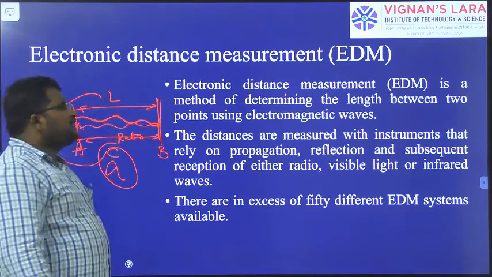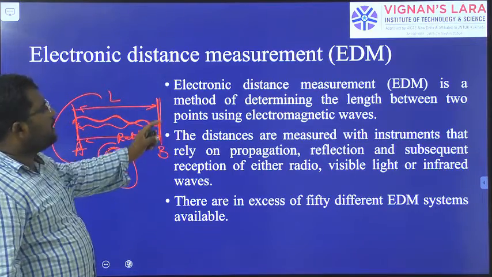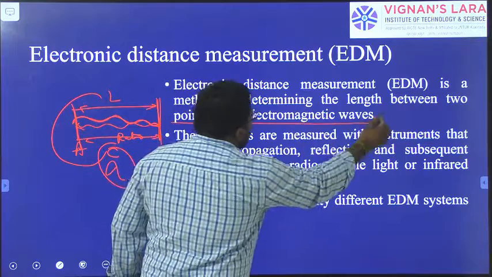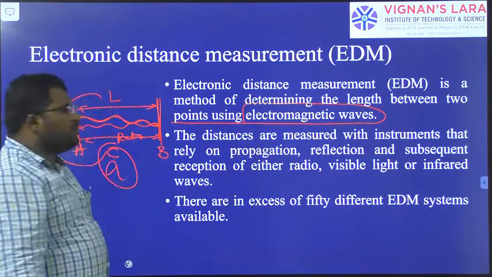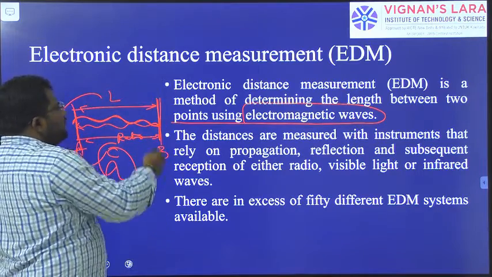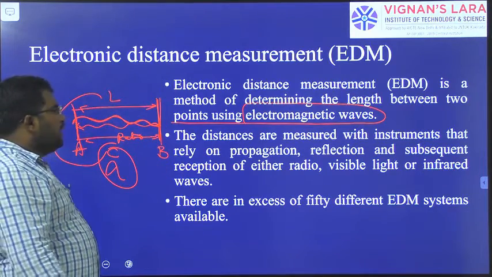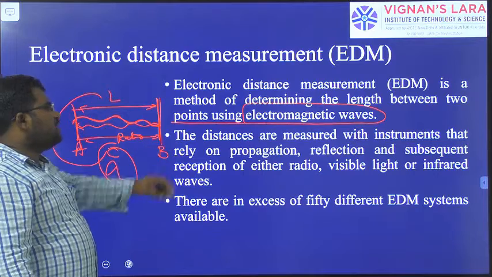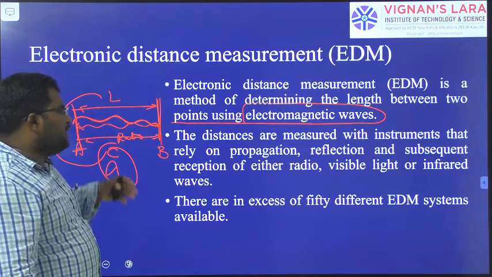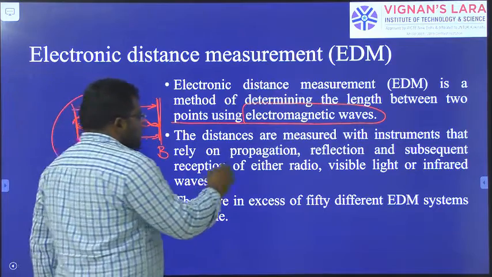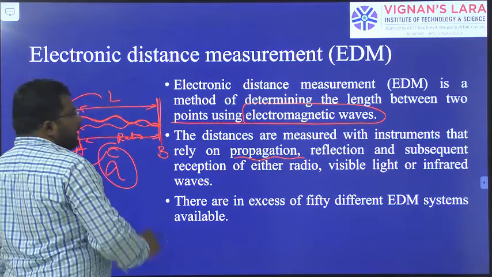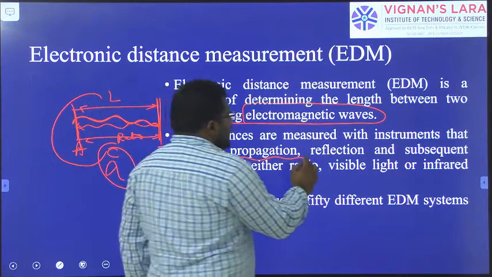In electronic distance measurement, EDM is a method of determining the length between 2 points using electromagnetic waves. By using that, we are going to know the distance between 2 points A and B. Next, the distances are measured with instruments that rely on, so what are the basic things here? First it is going to propagate, that means it is going to travel from this point to that point. Then it is going to reflect.